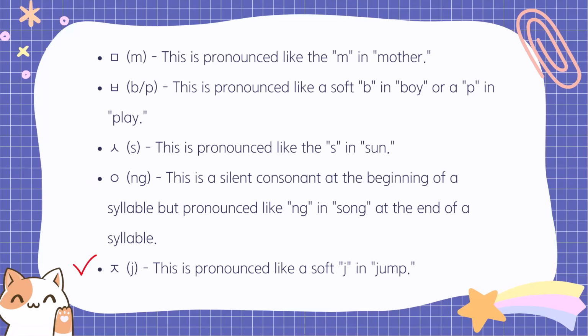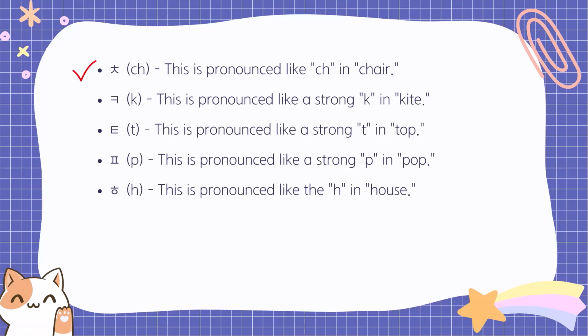지읒. J. This is pronounced like a soft J in jump. 치읒. Ch. This is pronounced like ch in chair. 키읒. K. This is pronounced like a strong K in kite.